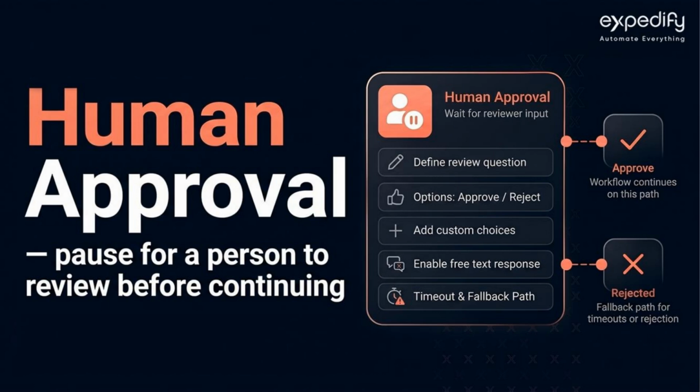Today, we'll walk through the human approval node, starting with its core function. We'll then explore its configuration across 3 tabs. Basic, where you define the reviewer's prompt. Options, for selecting input types like simple approve reject, custom choices, or free text replies. And Advanced, which covers timeout settings. Finally, we'll examine the outputs available to downstream nodes after a human decision.